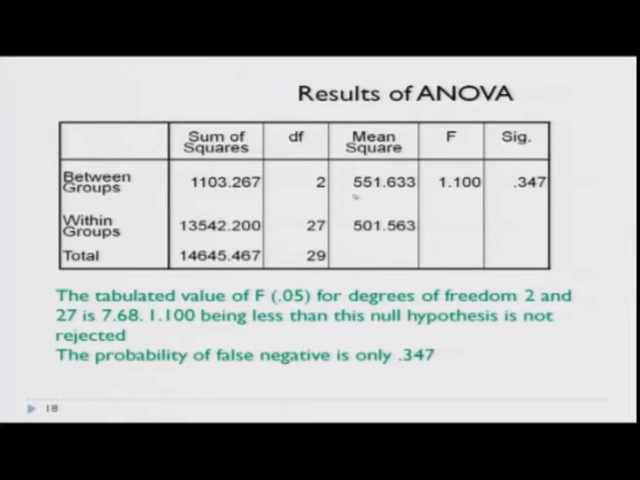In F distribution with degrees of freedom 2 and 27, numerator degrees of freedom is 2, denominator is 27. 1.100 is that value of F beyond which, on the right hand side of which, area 0.347 lies, which is much higher than 0.05, the area of the critical region that you normally fix: 0.05, 0.01, 0.001. So, that means this calculated F point falls in the acceptance region, and that means null hypothesis is not rejected. Null hypothesis was that means of the three groups are same.